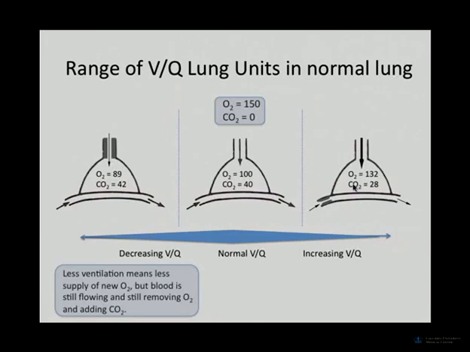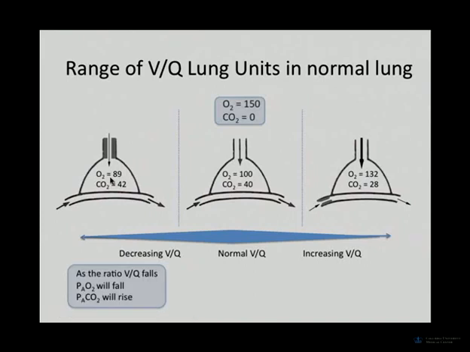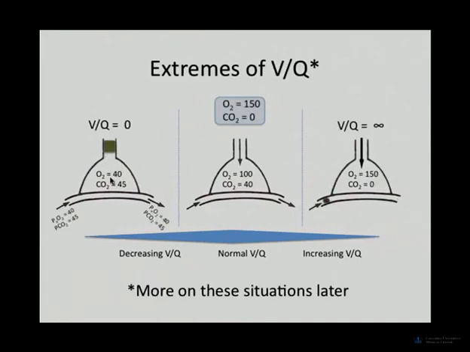Let's focus for a few moments on this particular lung unit, this low VQ unit. And just to hammer the point home, this lower ventilated unit means that there is less supply of oxygen coming to that alveolus than in this normal unit, okay? And the blood is still removing it, so PaO2 goes down, concentration goes down. Okay? Let's take that to an extreme.